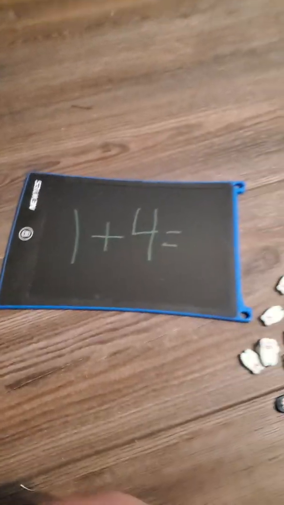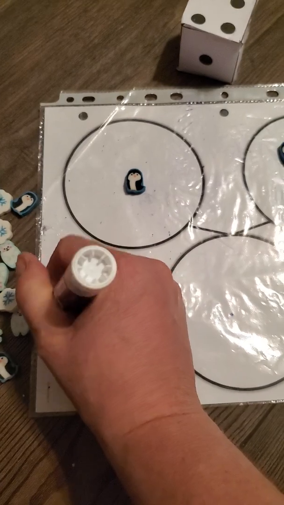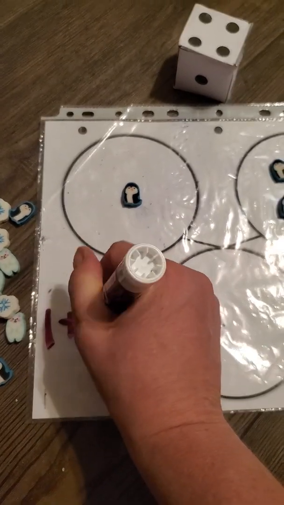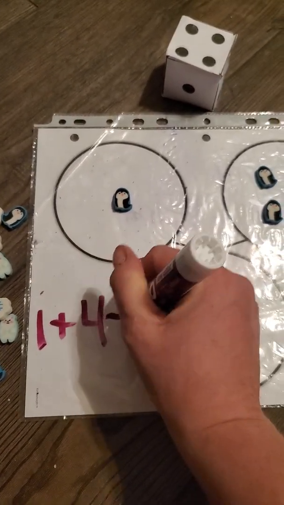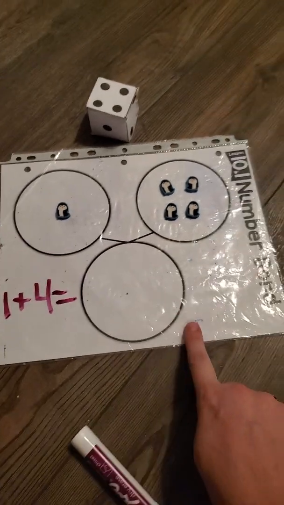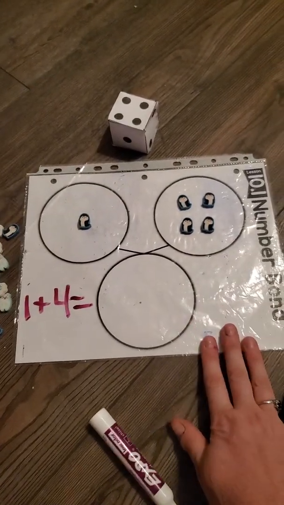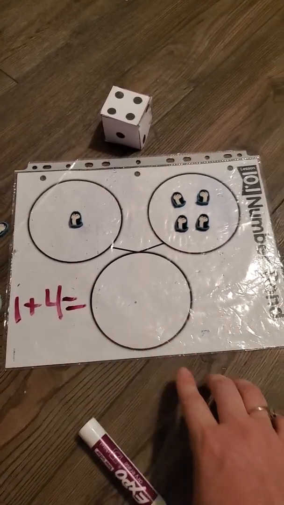And let me move this over here where there's not so much of a glare. There we go. So you could do 1 plus 4 on there. Or you can even write it on your paper. And that's 1 plus 4 equals. If you're going to write it on your number bond page, make sure that you have it in a sheet protector so that way you can erase and play again.